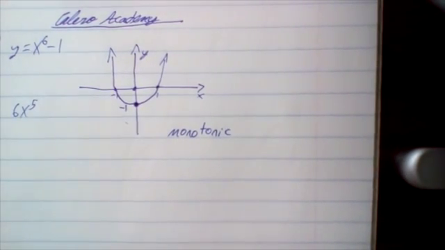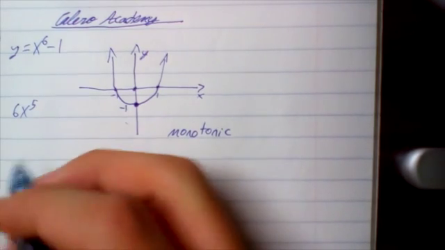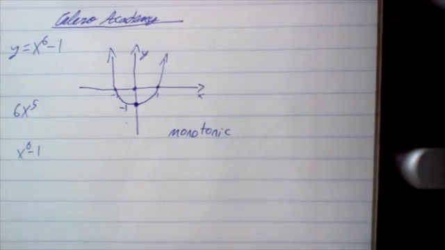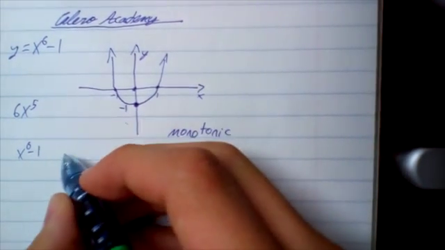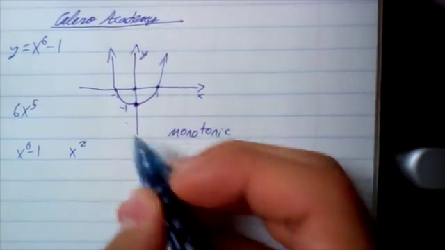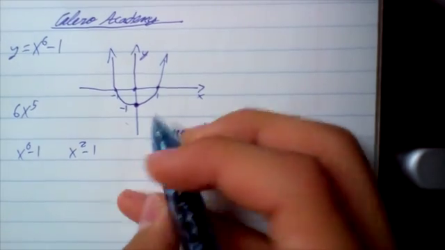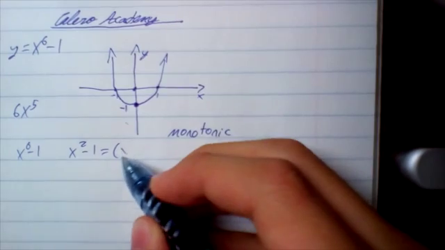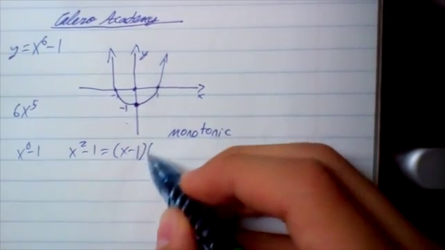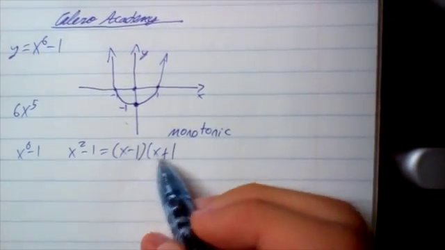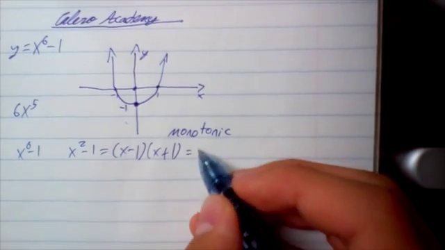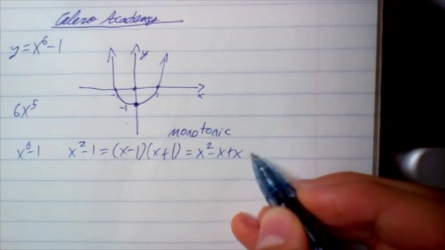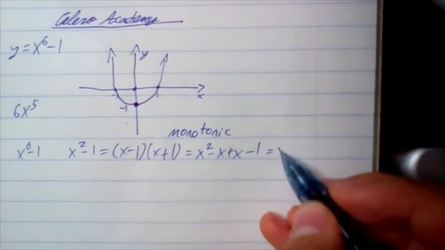Now, moving on to the algebraic side of the equation, let's now try to factor x to the power of 6 minus 1. Now, let's first look at a simple equation. Let's try to look at x squared minus 1. Now, everyone knows how to do this. x squared minus 1 is equal to x minus 1 times x plus 1. We have x squared minus x plus x minus 1, which is equal to x squared minus 1.